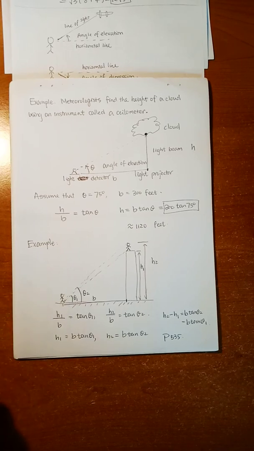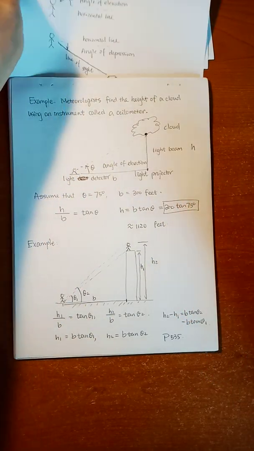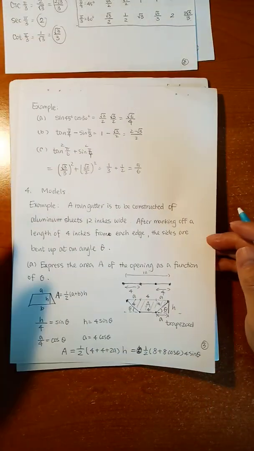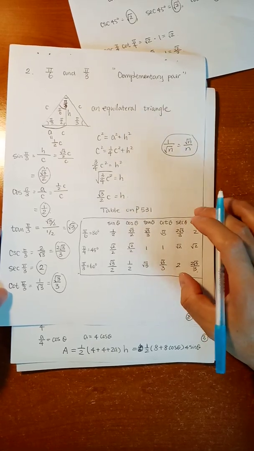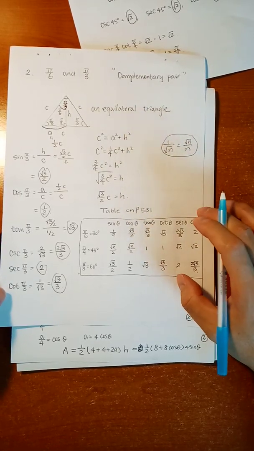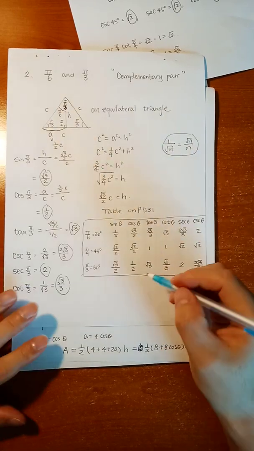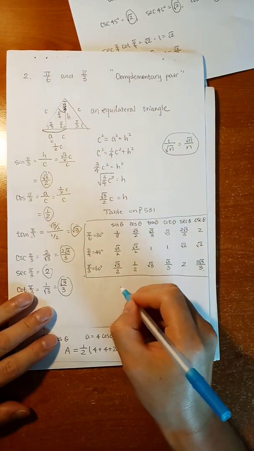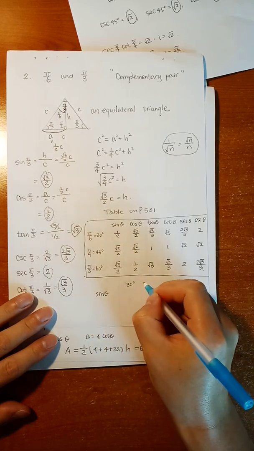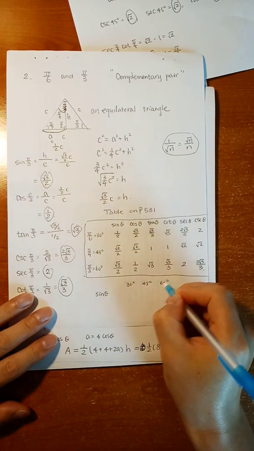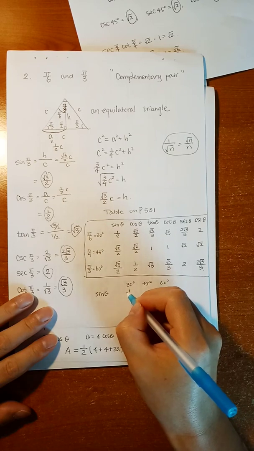Alright, so this is section 7.3. In section 7.3, we have an important table. This table is very, very, very important. How do you memorize it? Let's memorize it this way. I usually memorize it this way: 30 degrees, 45 degrees, 60 degrees. For 30, it's 1 over 2.